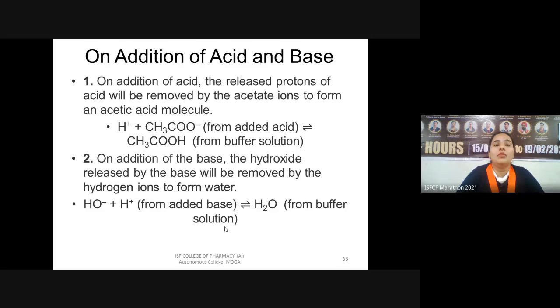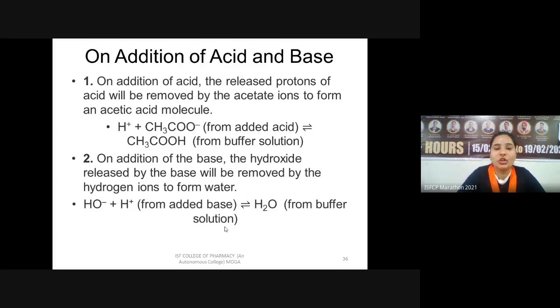On the addition of acid, when we add acid from outside, the released protons of the acid will be removed by the acetate ions to form acetic acid. If we are adding H positive, that is, adding protons from outside, what will happen? They will combine with the acetate ion to form acetic acid, and hence the protons will be consumed.